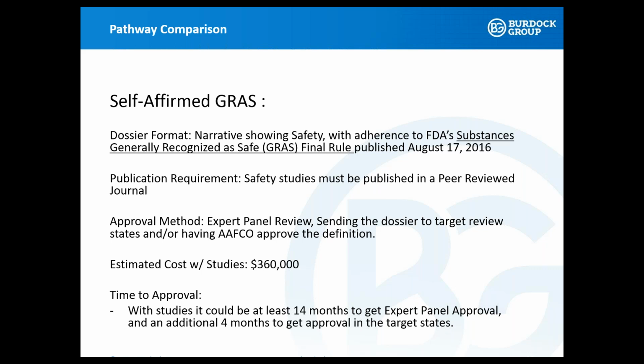The time to approval, if you had to do studies and draft everything to get an expert panel to approve it, is 14 months. And if you take it to the states, you have a bunch of states, it'll probably take you about 4 months too. So about 18 months total. So much faster than FAPs.